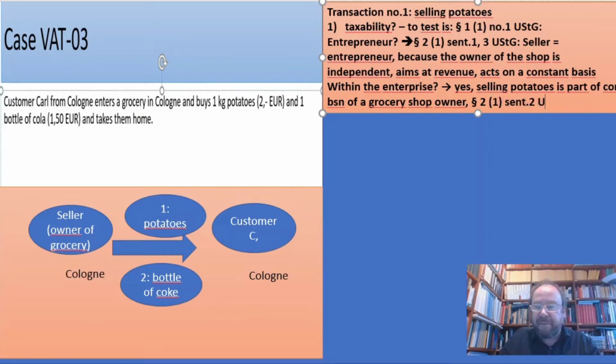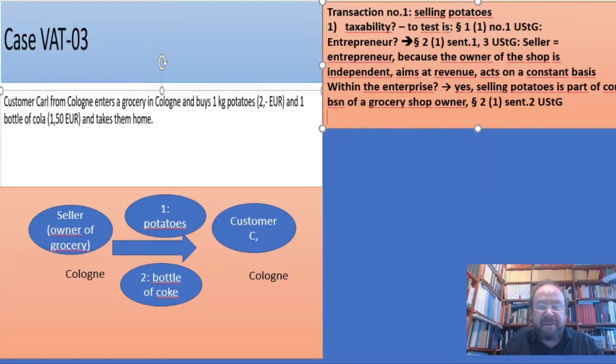Sentence 2 UStG says that it would also be a part of the enterprise activities if it were just an occasional additional activity, so that it's a core business activity does not really count. What matters is that there is a connection to the business activities, and if it's even the main object of the business activities, that is a clear case. Is it done for consideration? Yes. Asks for the price.